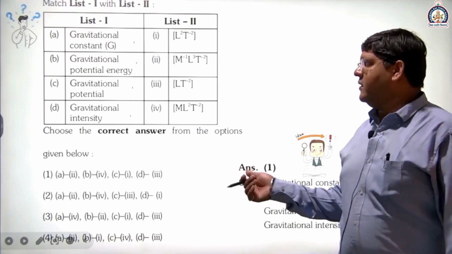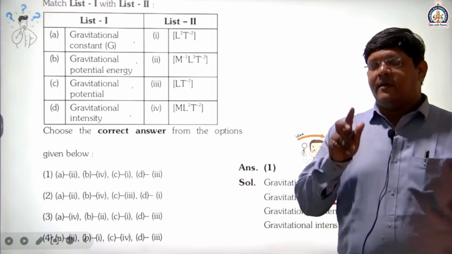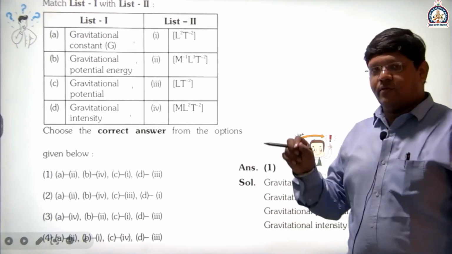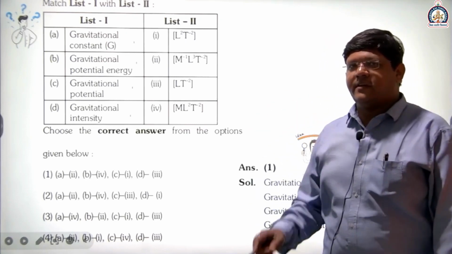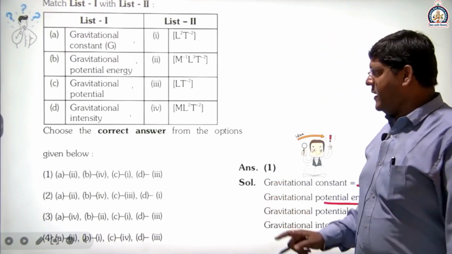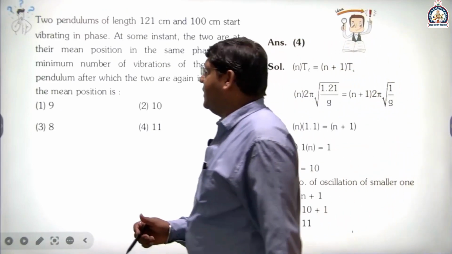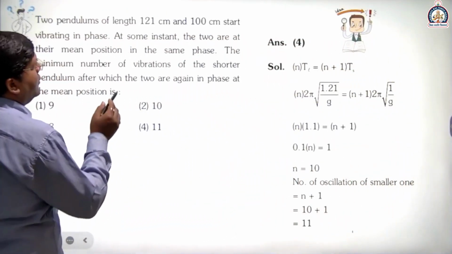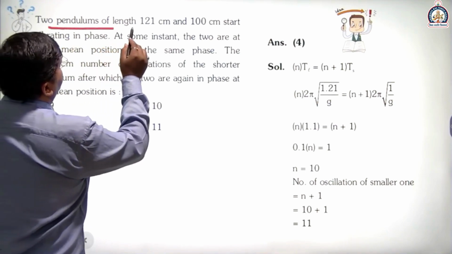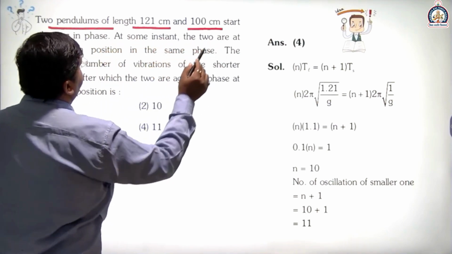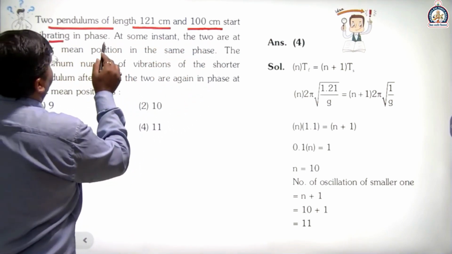Okay, this is the basic concept. That's why gravitational intensity is also known as acceleration. It shares the same dimension as acceleration. Okay, moving to the next part. The question is related to simple pendulum. The question says there are two pendulums of length 121 cm and 100 cm that start vibrating in phase.